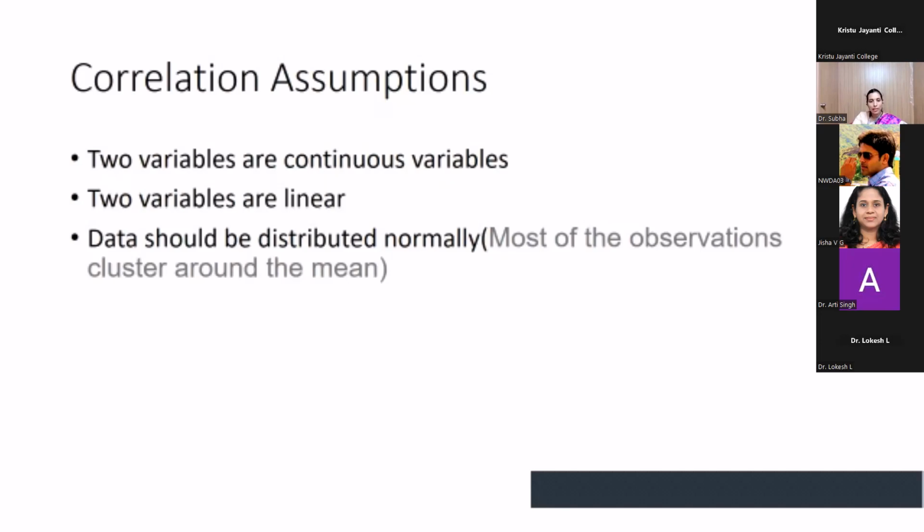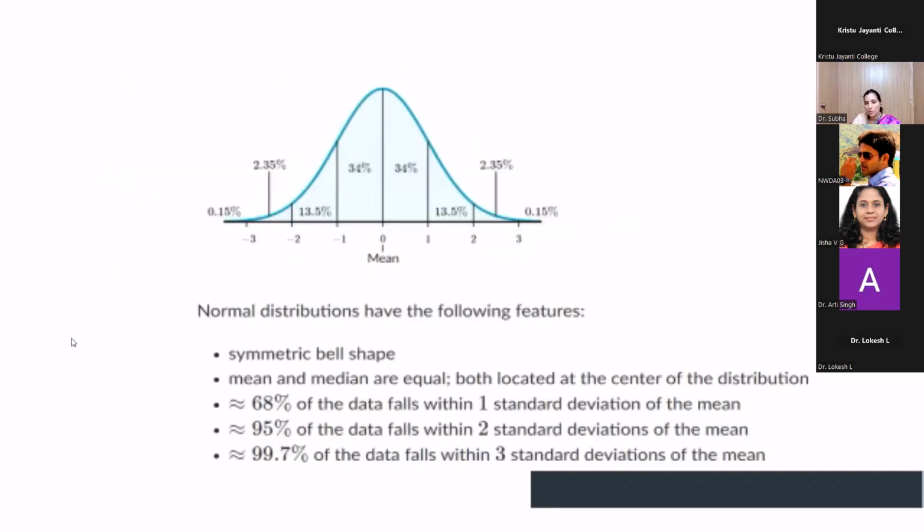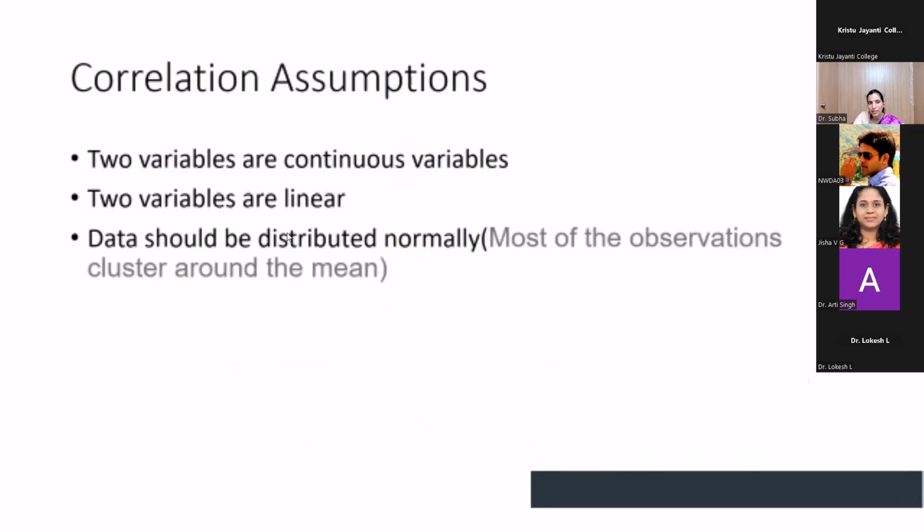What do you mean by data being distributed normally? All the observations should cluster around the mean. Most of the observations, 68% of the data, should fall within one standard deviation, then 95%, and the last one 99.7% of the data. All the data points should cluster around the mean. Then that data can be called normally distributed data.